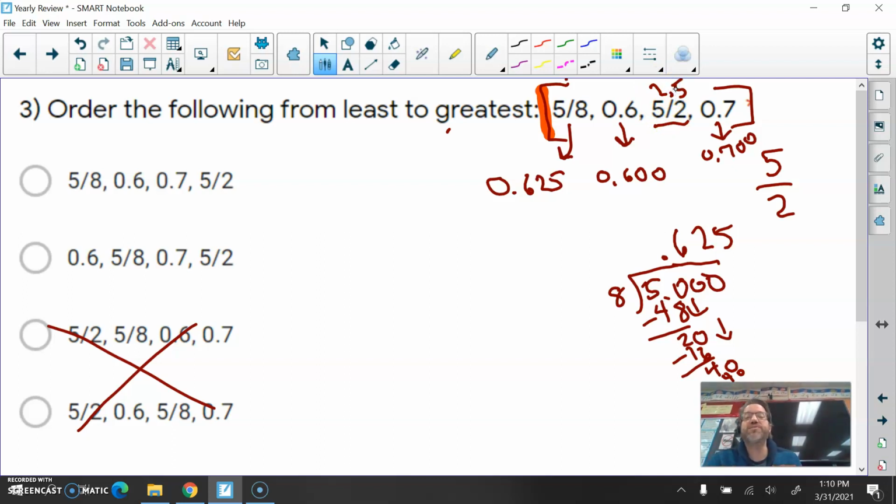So which is the smallest? Well, 0.600 is less than 625, which is less than 700. So 0.6 is the least. Boom. This one starts with 5/8. 0.6 is the least, followed by 0.625, which is 5/8, followed by 0.700 or 7/10, and then 5/2 is your largest. So again, change them all into decimal form, then you'll be able to compare them to each other.